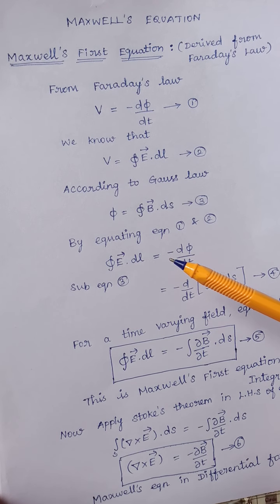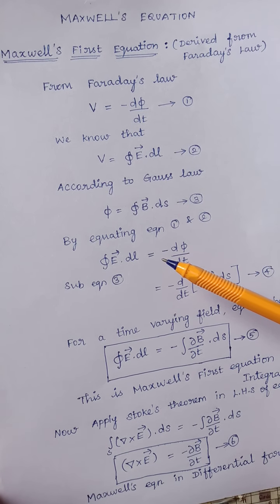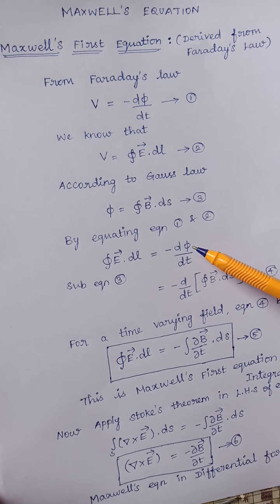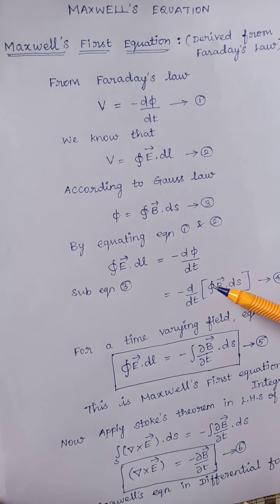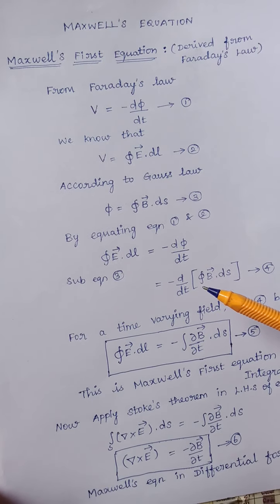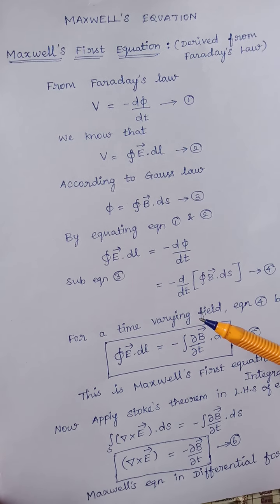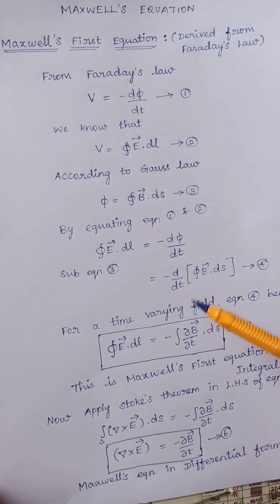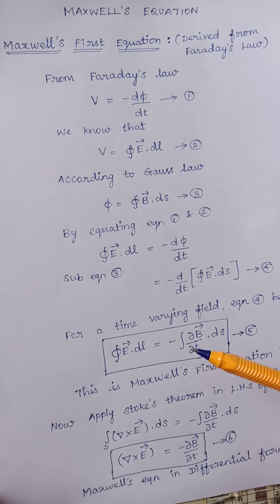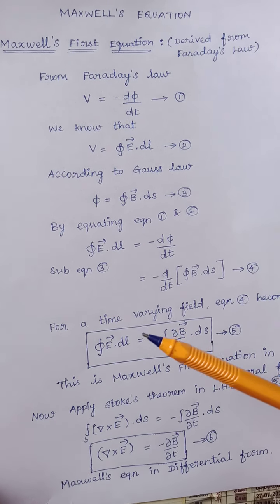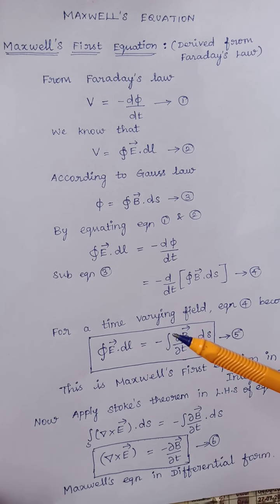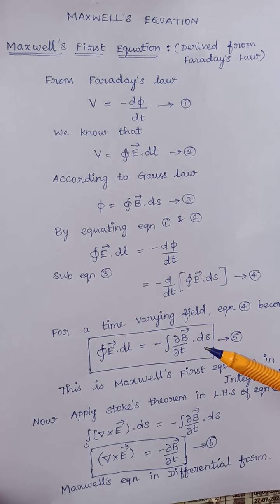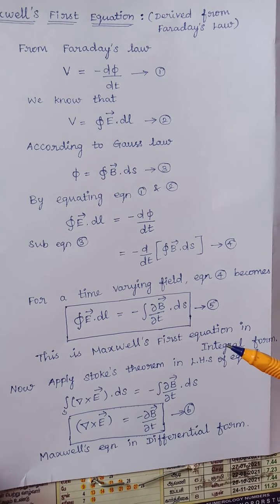By equating equation 1 and 2, we can write closed integral of E dot dl equal to minus d phi by dt. Now, we know the value of phi. The magnetic flux equation can be written as closed integral of B dot ds. Now, applying a time varying field, if the signal is continuously varying with respect to time, we can write d by dt as dou by dou t. So therefore, equation number 4, closed integral of E dot dl, can be written as minus integral of dou B by dou t dot ds, where ds is the differential surface. This equation is Maxwell's first equation in integral form.